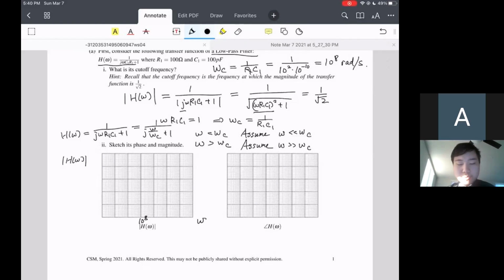As I said, since we want to divide the graph into 2 parts, we're just going to put the cutoff frequency 10 to the 8th in the middle of the diagram. And for the sake of Bode plots right here, we're just going to use the log scale. So on the x-axis, just put in the corresponding exponentials. And on the y-axis, we don't know what the magnitude is going to look like yet, so we're just going to keep it like this for now.